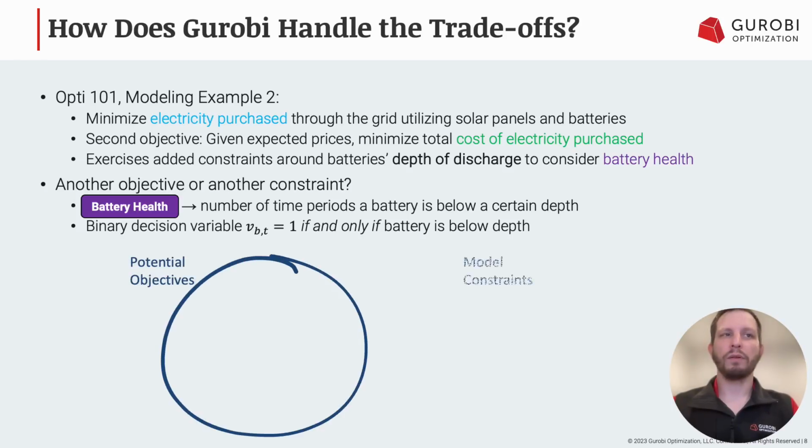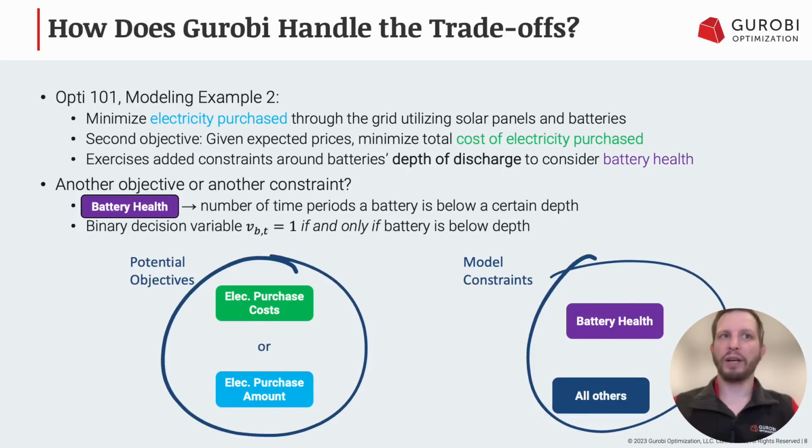So far we have a set of current objectives. We can potentially choose to minimize electricity purchase costs or purchase amount. And then we have some constraints. We have all of our constraints that we had in the problem. Then we also have this battery health one, if we want to consider it there. If we consider it a constraint, then we can set an upper bound for the number of times that each individual battery goes below this certain depth of discharge. So it's a hard constraint that must be satisfied. But maybe that's not what we're looking for exactly.